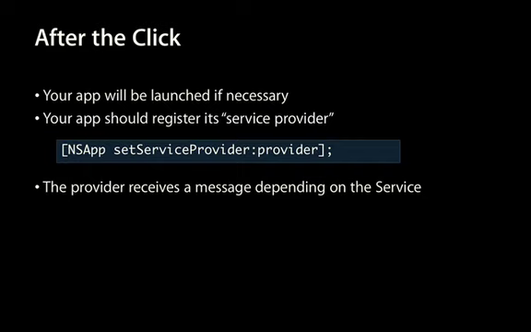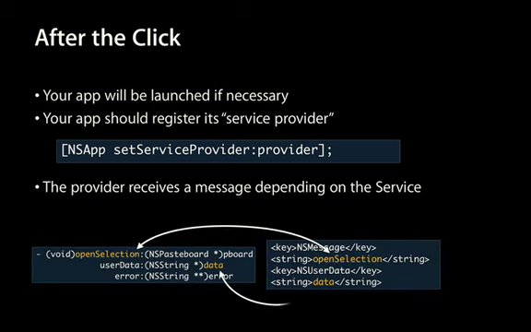So your app will be launched if necessary. You don't have to ensure that it's already running. And the way it receives the service request is by registering its service provider via the setServicesProvider method. And the provider receives a message depending on the service. This is that NSMessage key in the Info.plist that I showed you earlier.